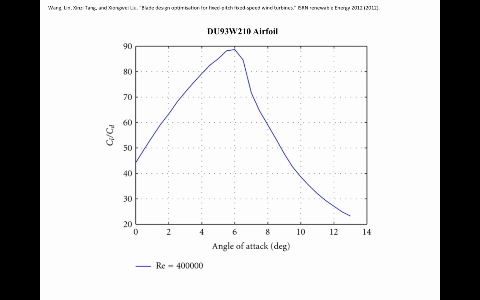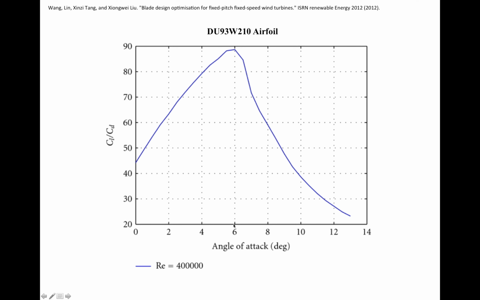This curve shows CL over CD as a function of alpha, the angle of attack in degrees. This plot is for the DU93-W-210 airfoil. People have determined the lift and drag coefficients at different angles of attack, and just by dividing those two coefficients, we obtain this particular curve.